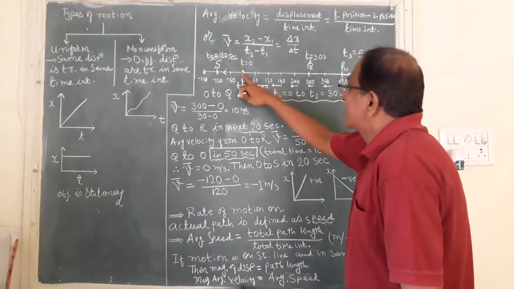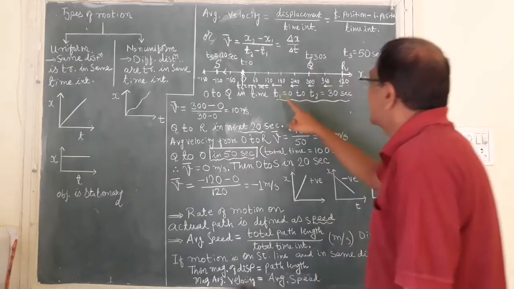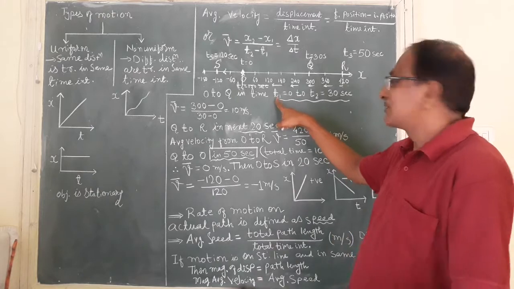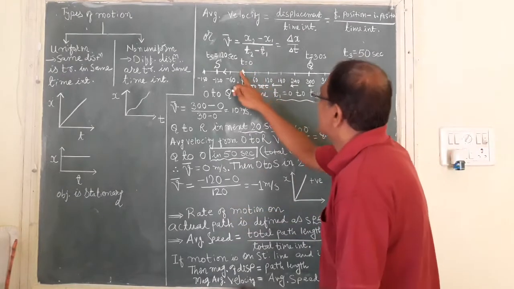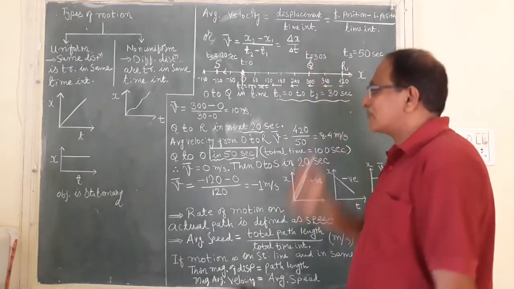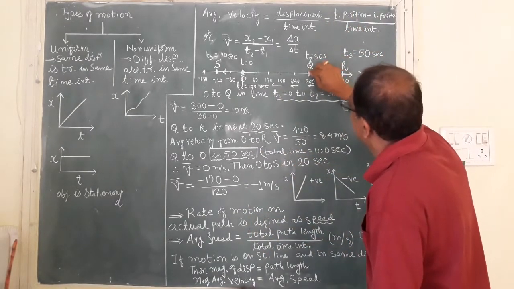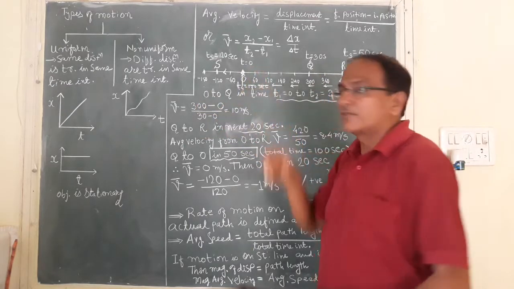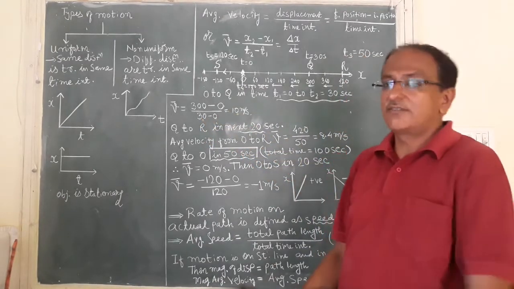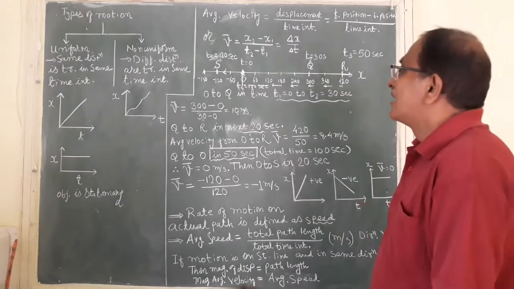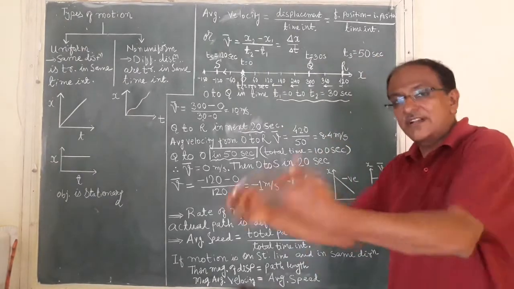Now if the object goes from O to Q in the time interval t1 equal to 0 to t2 equal to 30 seconds, so in 30 seconds it goes from point O to Q. So average velocity is final position minus initial position. Final position is 300, so 300 minus initial position 0, over time interval 30 minus 0, so average velocity will be 10 meter per second. Very easy.